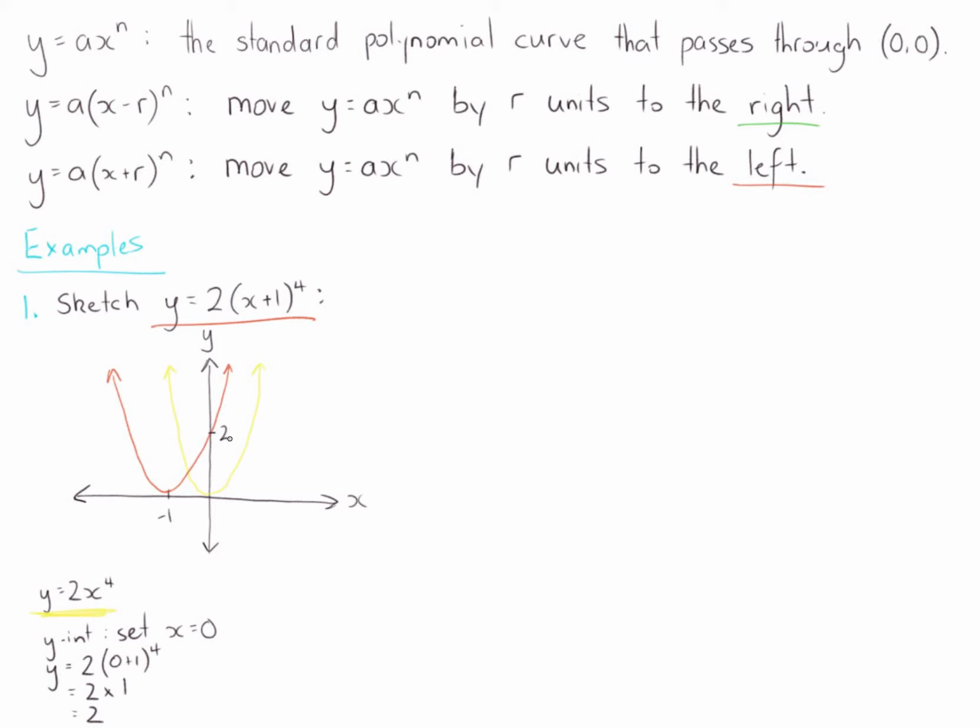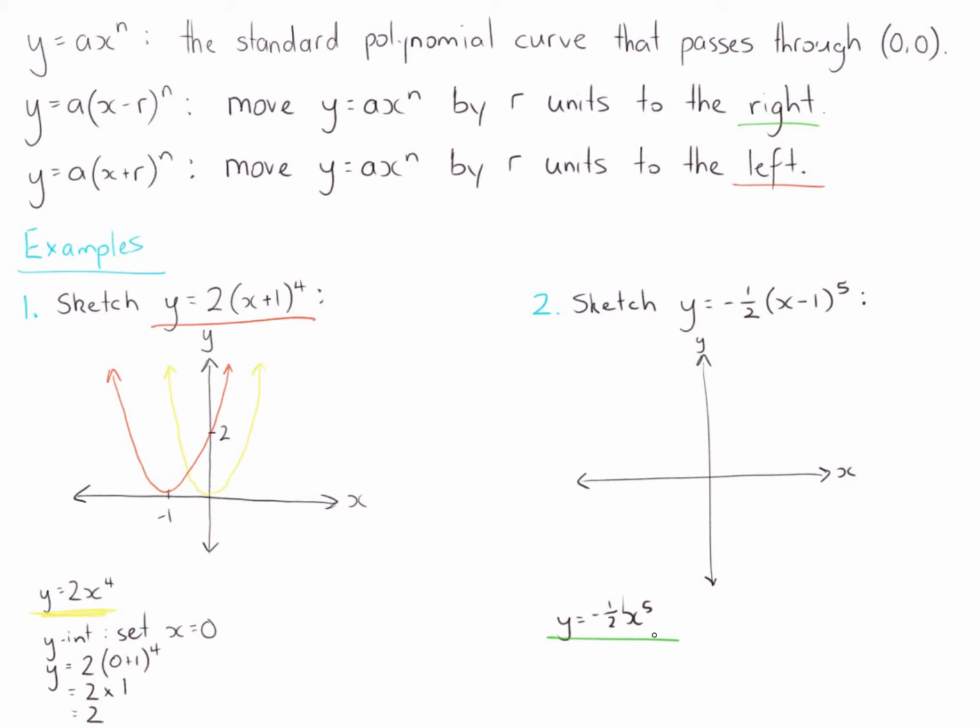Alright, let's have a look at one more example. Sketch y equals negative a half outside of x minus 1 to the 5th power. Now once again, if we didn't have that minus 1, our standard curve would be represented by this. What does that look like? Let's do it in green.